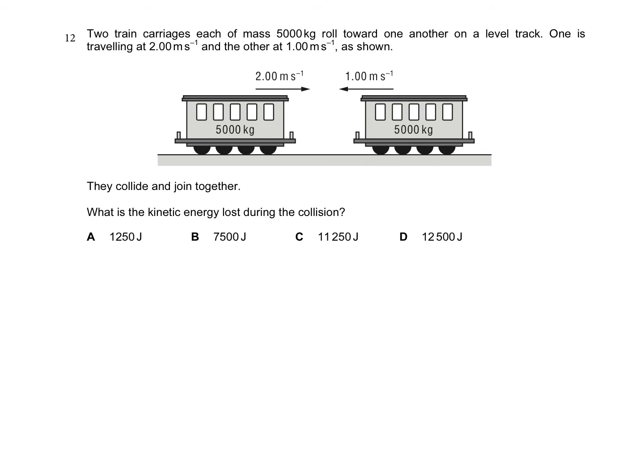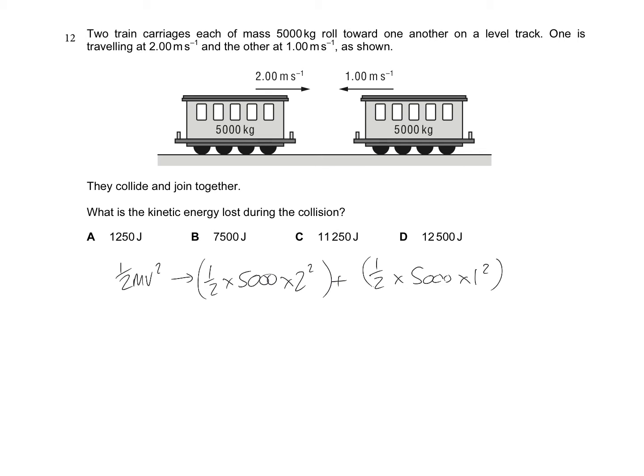The next one was question 12. It says, what is the kinetic energy lost during the collision? So first of all, the kinetic energy before, just a half mv squared for both. So half times 5,000 times 2 squared plus half times 5,000 times 1 squared.